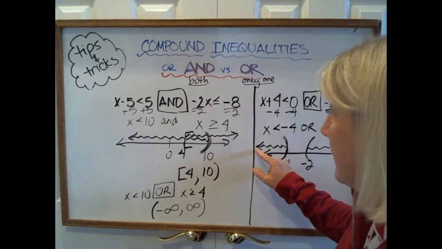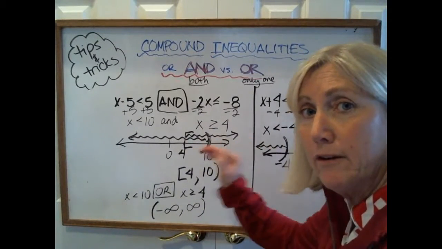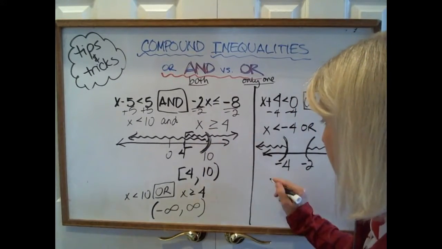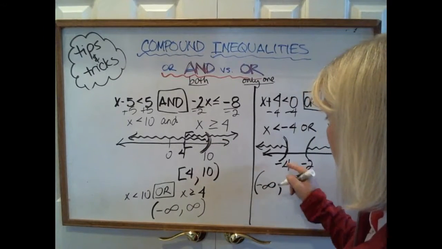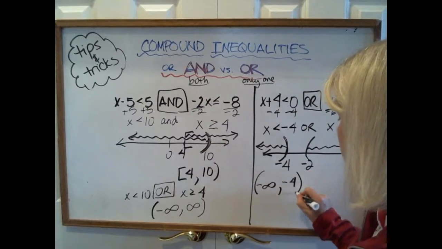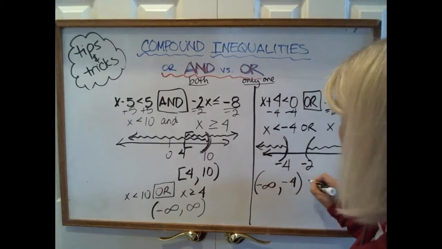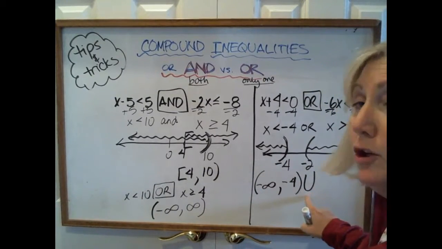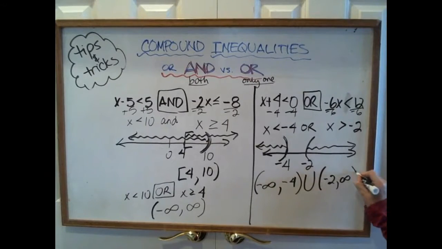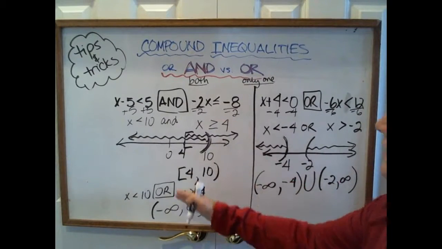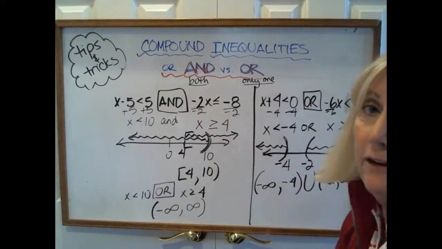Again, if there's an arrow going forever that way, that's going to be a negative infinity. So it's negative infinity with a parenthesis, comma, negative 4. And the sign for "or" is union. So we write union, and then we have parenthesis, negative 2, comma, infinity. So those are the different ways that we write "and" and "or".